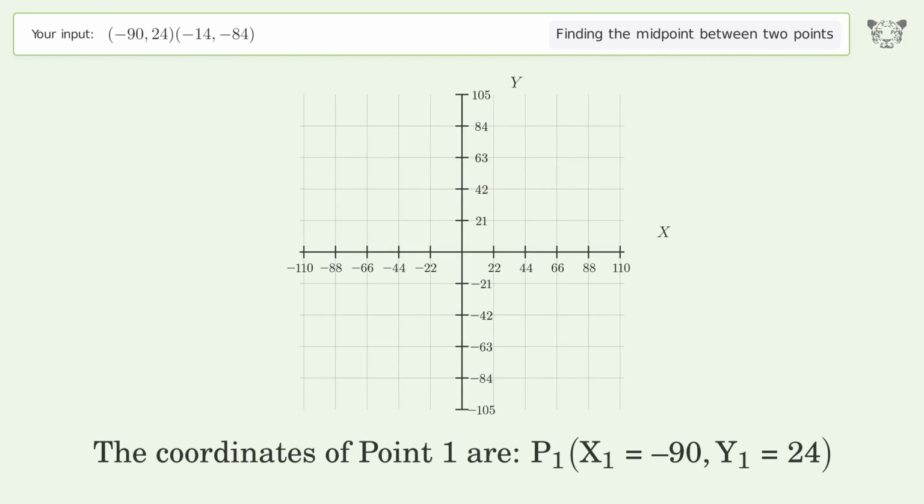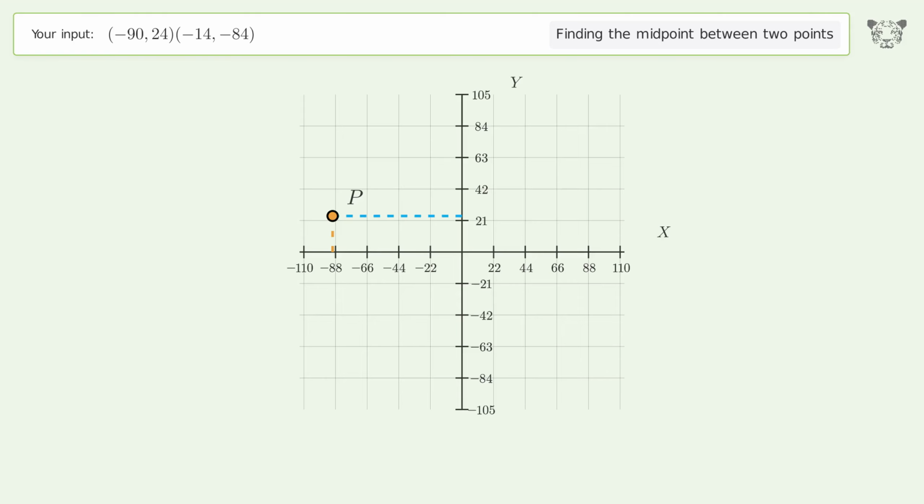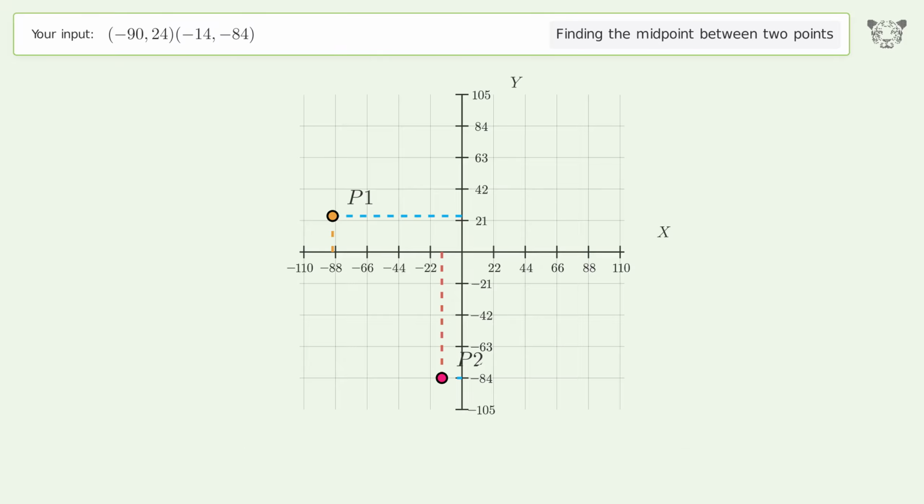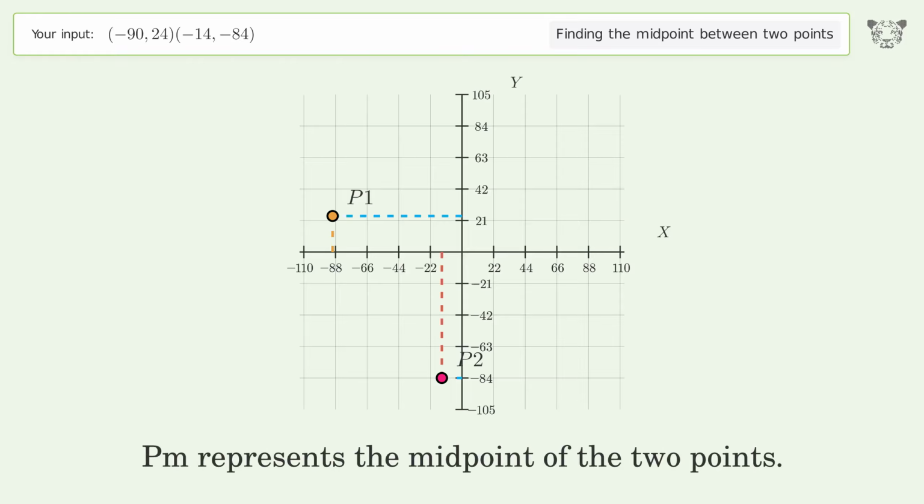The coordinates of point 1 are x1 equals -90, y1 equals 24. The coordinates of point 2 are x2 equals -14, y2 equals -84. PM represents the midpoint of the 2 points.